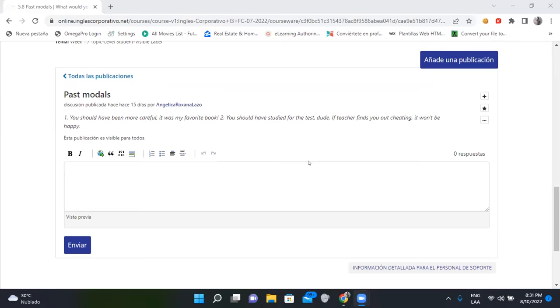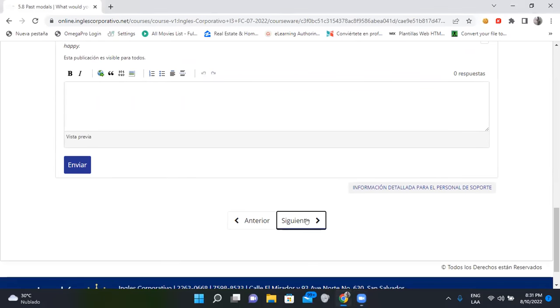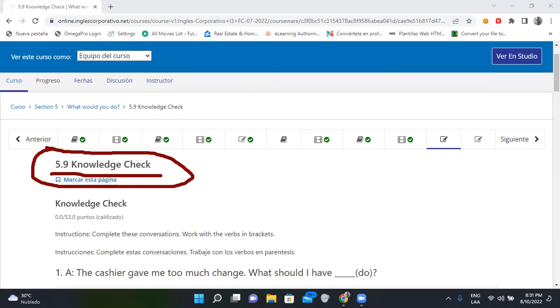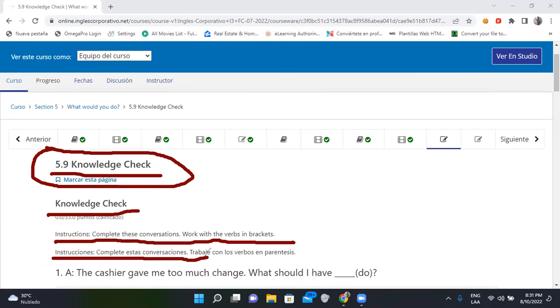Okay. Now, what we are going to do is look at the following one. We're going to move forward, and we're going to be looking at section 5.9, knowledge check. Instructions. Complete these conversations. Work with the verbs in brackets.